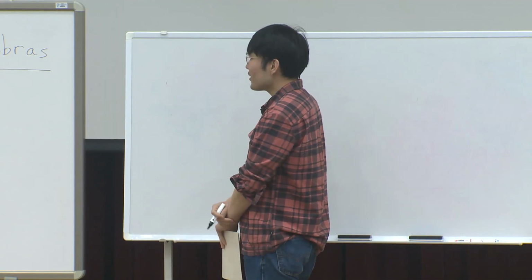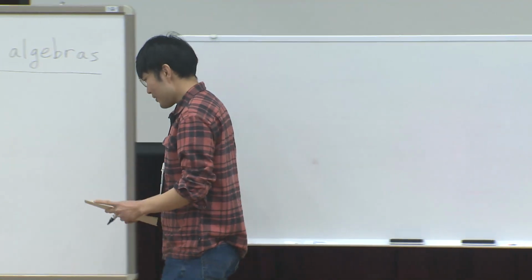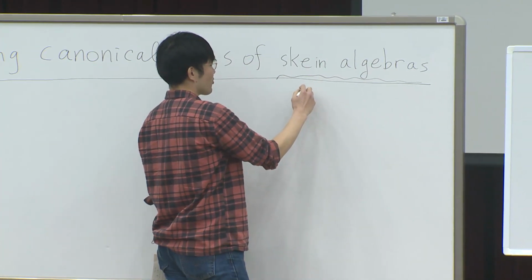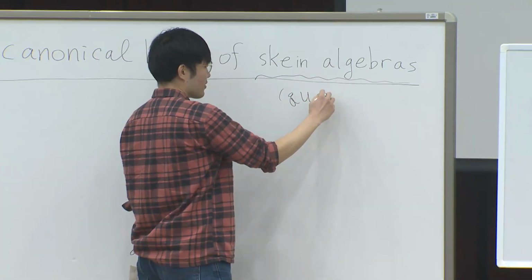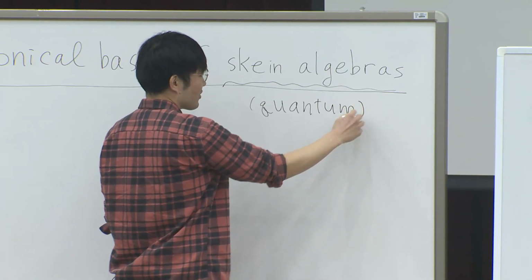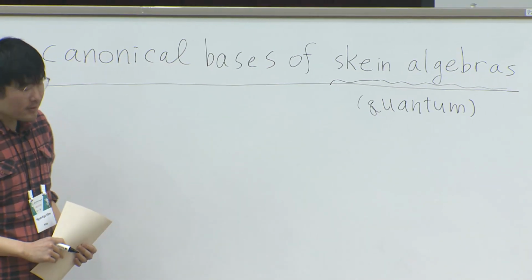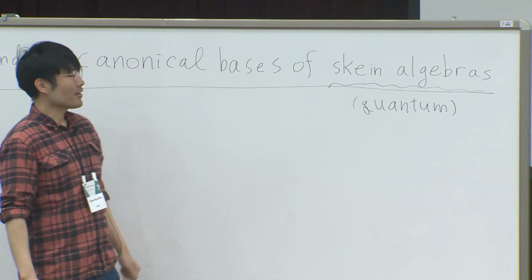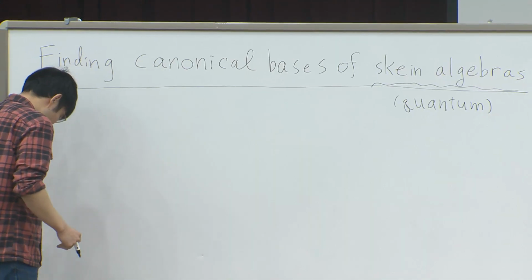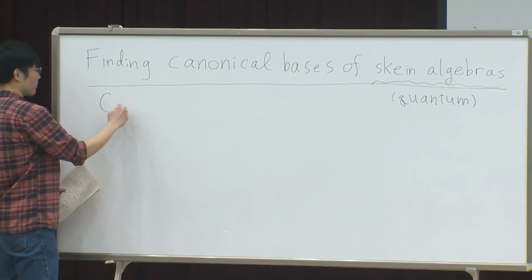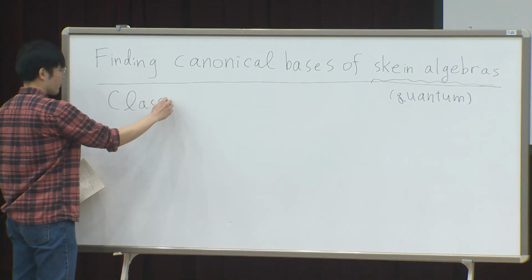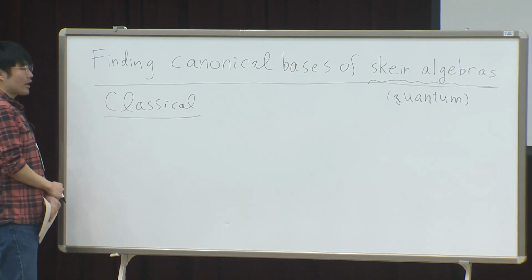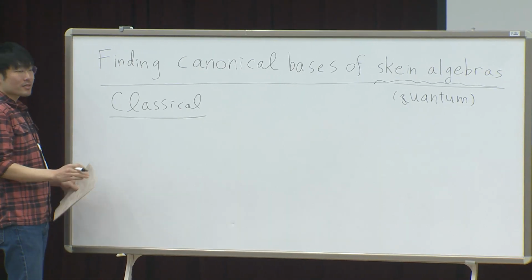So these skein algebras are, in some sense, a quantum object. And instead of starting with the skein algebra, I'll start with the classical side and then go to the skein algebra. So, the classical story, meaning the non-quantum story. I need a surface, a topological surface.